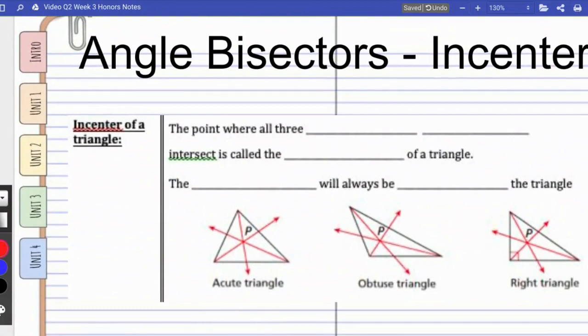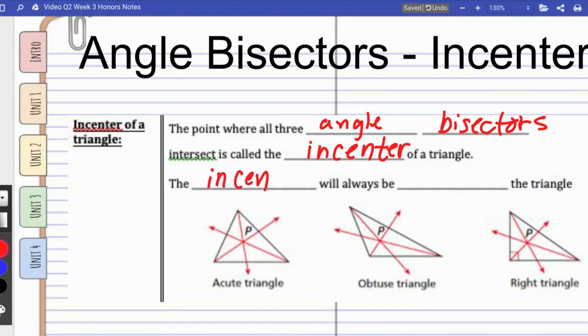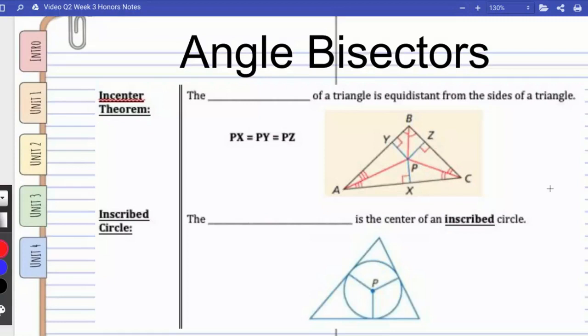So angle bisectors, when I draw angle bisectors into a triangle, where all 3 angle bisectors intersect, that point where they intersect is called the incenter. The incenter will always be inside the triangle. So the incenter theorem says that the incenter of a triangle is equidistant from the sides.